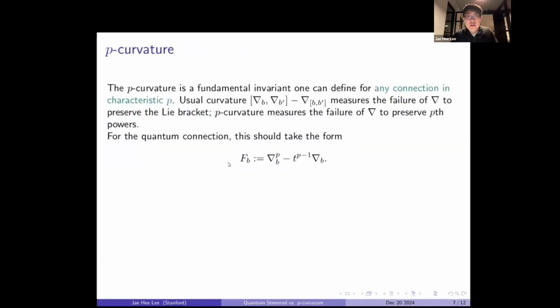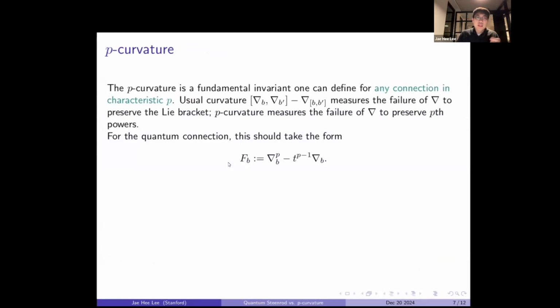So what is this p-curvature? This p-curvature is similar to the usual curvature, which is the two form. The usual curvature is a two form that measures the failure of the covariant derivative to preserve the structure of Lie bracket on the vector fields. So considering the connection as a map from the derivations or vector fields on the base to the bundle endomorphisms, this measures the failure for that map to preserve the Lie bracket.